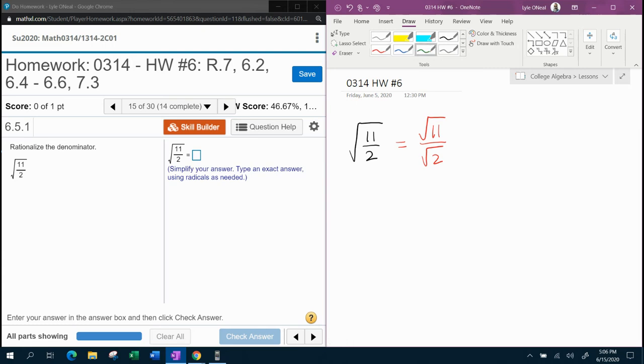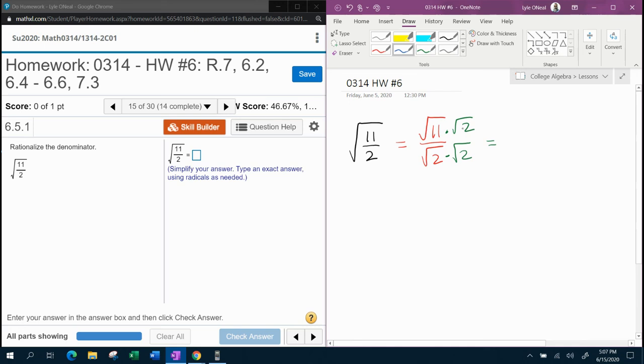Okay, so anytime that you need to get rid of a square root in the denominator, you just want to multiply by itself. So if I've got a square root of 2, I don't want the square root in the denominator. I'm going to multiply square root of 2 times itself. Now, whatever I do to the bottom, I have to do to the top. So the top is going to get a square root of 2 also. And then I can multiply the radicals together.